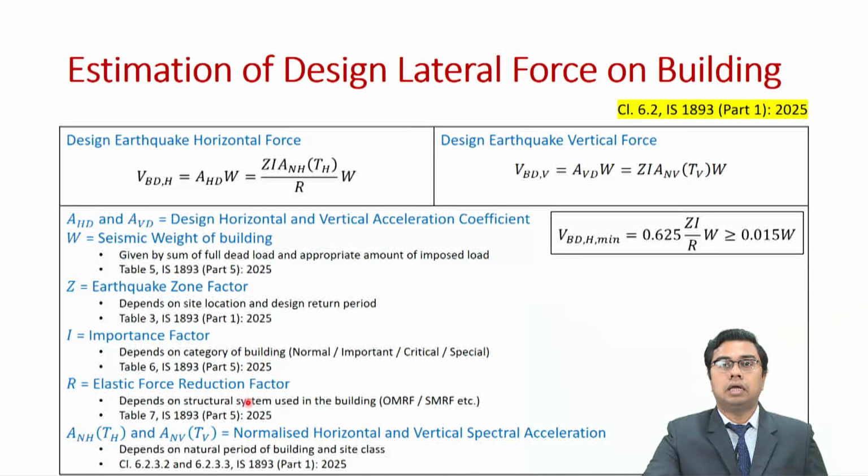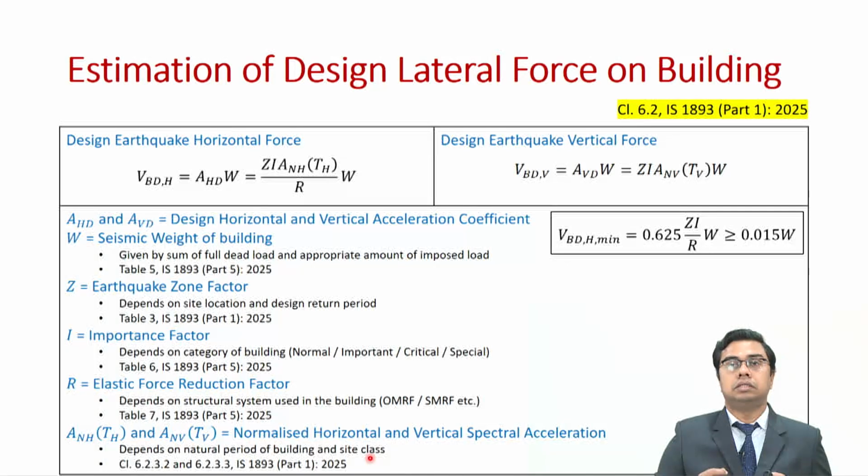And the elastic force reduction factor depends on the structural system which is used in the building, whether the building comprises OMRF or SMRF, etc. We will look at what an OMRF and an SMRF are as we move further. A_NH, which is again a function of T_H, is the normalized horizontal spectral acceleration, and it depends on the natural period and damping of the building as well as the site class. We will look at how to estimate all of these factors as we proceed.